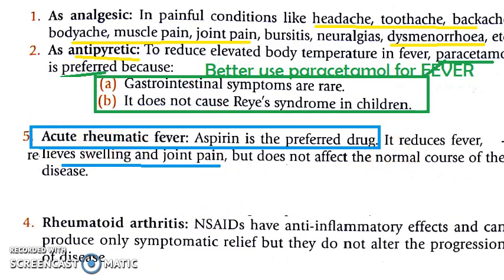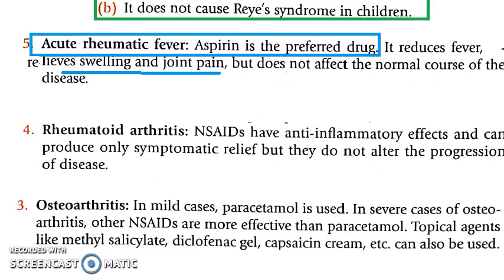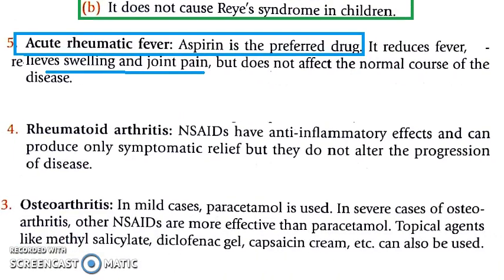What about rheumatoid arthritis? Now, the anti-inflammatory effect. We have seen four uses, right? First one was antiplatelet, second was analgesic, third was antipyretic. There we saw rheumatic fever. Now we are seeing rheumatoid arthritis. This is the anti-inflammatory effect of NSAIDs. They can produce only symptomatic relief, but they do not alter progression of disease. This you have to write everywhere. Now what is rheumatoid arthritis? What is rheumatic fever? Both you should know.